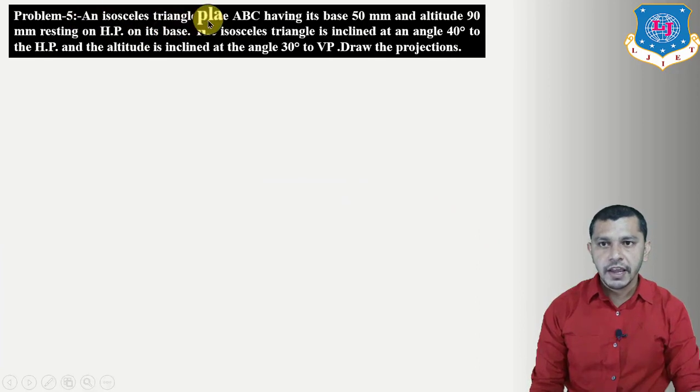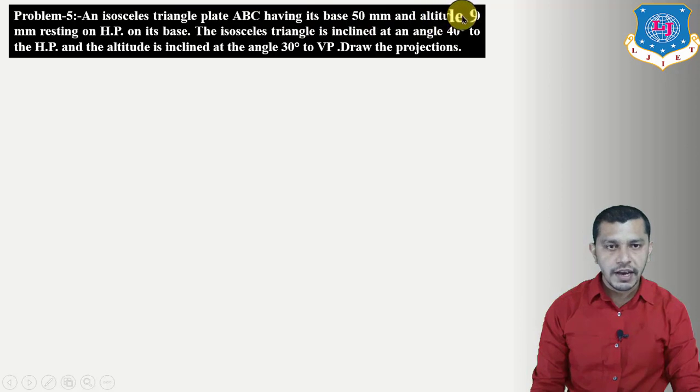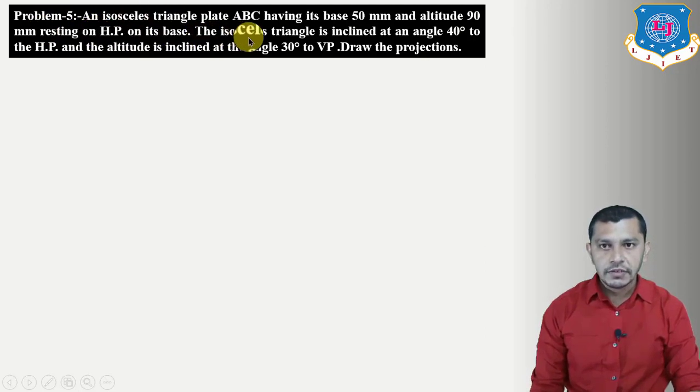An isosceles triangular plate ABC having its base 50 mm and altitude 90 mm is resting on HP on its base. So right now again the plane is resting on the HP. The isosceles triangle is inclined at an angle of 40 degree to the horizontal plane, and the altitude is inclined at an angle of 30 degree to the vertical plane.